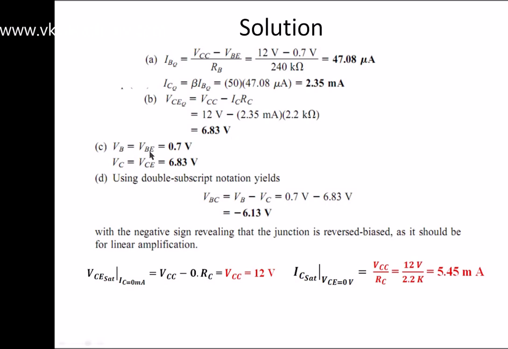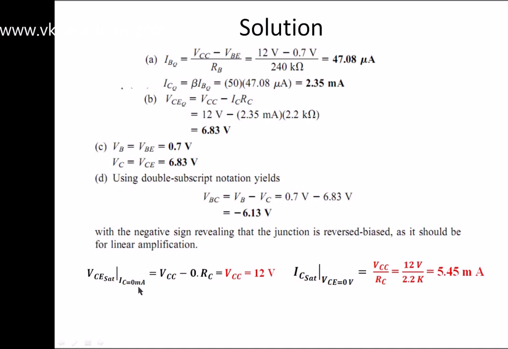Now VB voltage we calculated from the formula VBE is equal to VB minus VE, and one thing we need to remember is that the VE is equal to 0 volt because the emitter terminal is directly connected to the ground. So the voltage at the emitter terminal is 0 volt. That is why the VBE voltage is the same as VB voltage. Similarly, the VC voltage is the same as VCE voltage because emitter voltage is equal to 0 volt. And VBC voltage is equal to minus 6.13 volt, and we discussed this one. The negative sign is because the base to collector junction is reverse biased, which is our requirement for amplification.